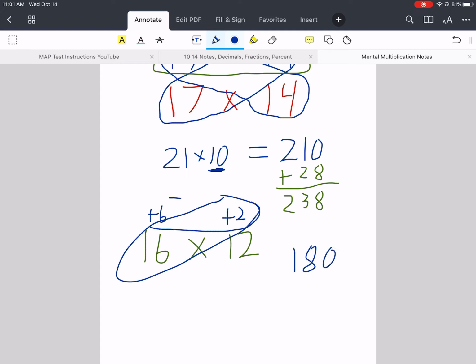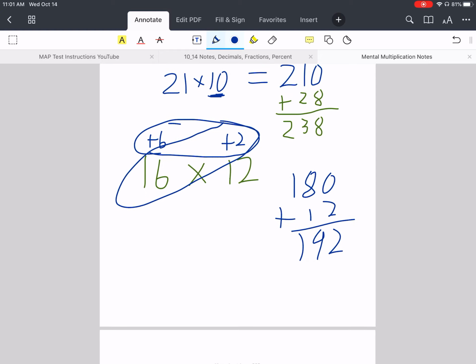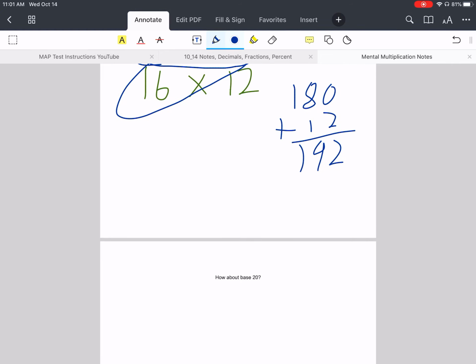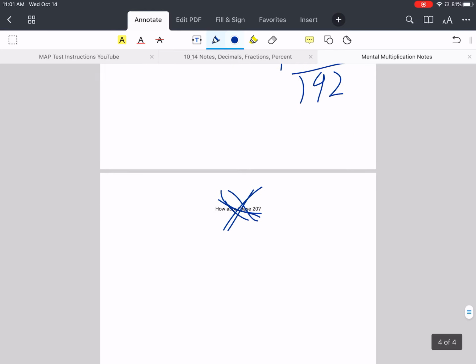And 6 times 2 is 12. We're going to add that up to be 192. So I'm trying to show a little less writing to show that you can do this mentally. I'm not going to base 20 yet. Clearly need to give myself more room. All right.